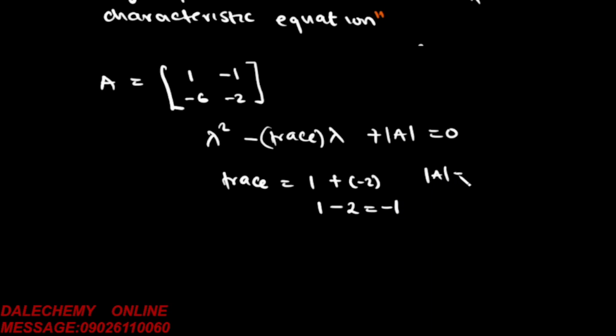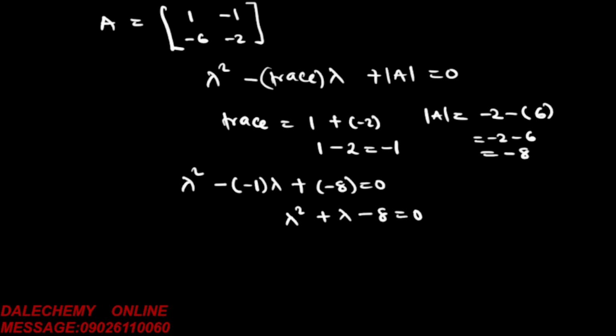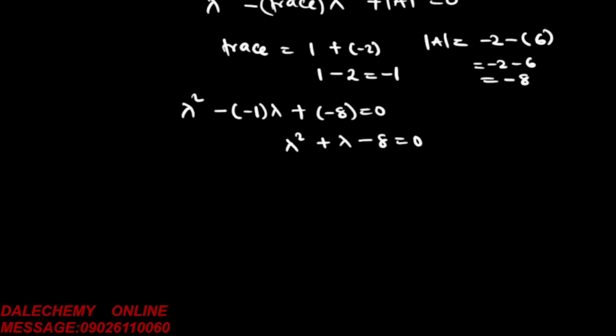And the determinant of that matrix is simply the product of this diagonal minus the product of the other. So that will be minus 2 minus, in bracket, minus 6 times minus 1. That's going to give you plus 6. So you have minus 2 minus 6, which is equal to minus 8. Now you can get your characteristic equation. Lambda squared minus the trace, which is now minus 1, times lambda, plus the determinant, which is now minus 8, equals 0. So that will be lambda squared plus lambda minus 8 equals 0. So this is the characteristic equation of this matrix.